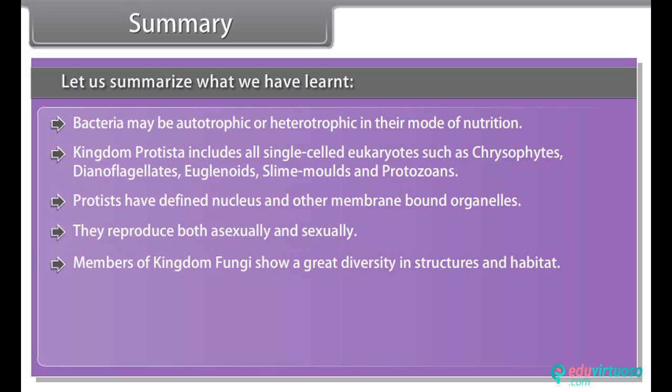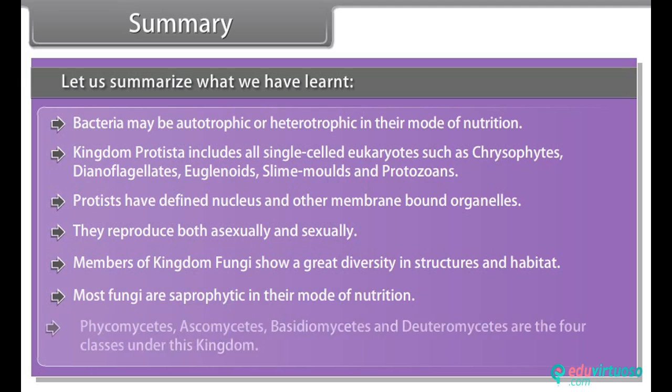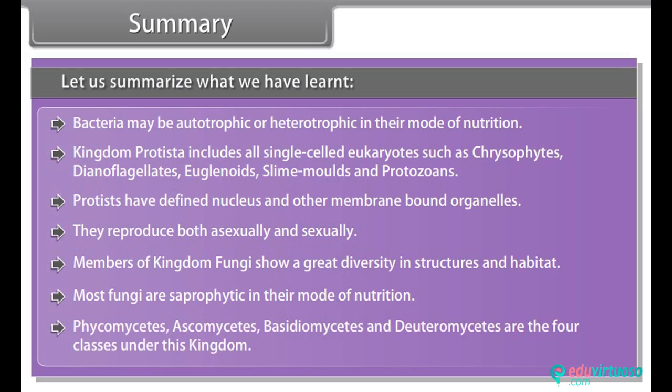Members of Kingdom Fungi show a great diversity in structures and habitat. Most fungi are saprophytic in their mode of nutrition. Phycomycetes, Ascomycetes, Basidiomycetes, and Deuteromycetes are the 4 classes under this kingdom.